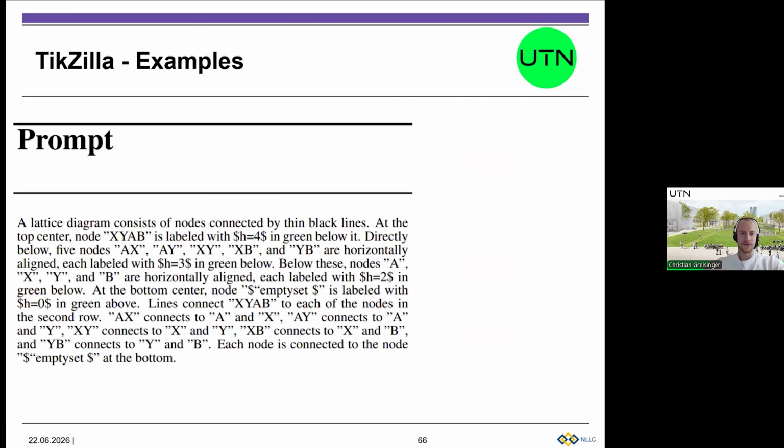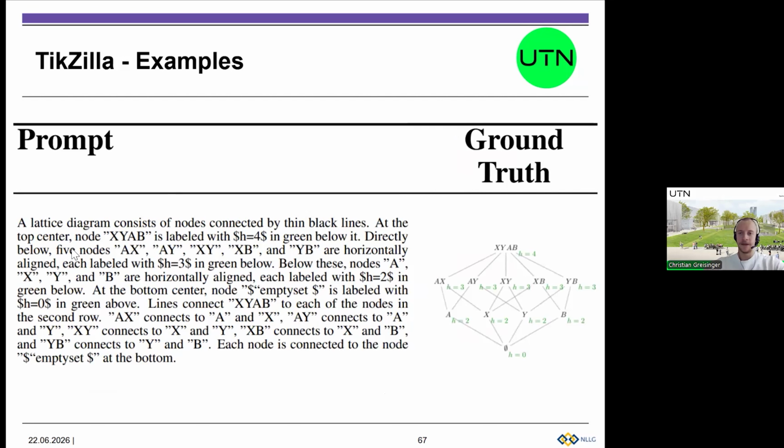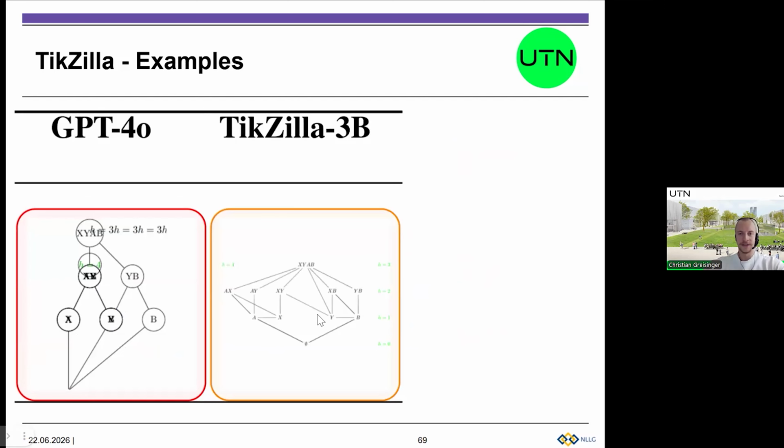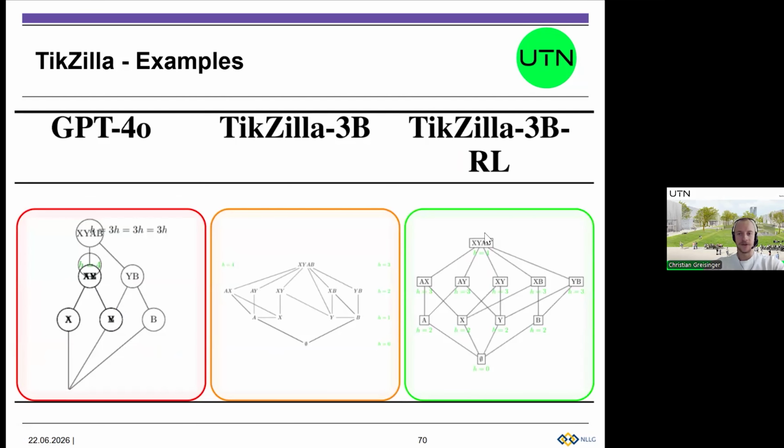For examples, we can see here a description of a lattice diagram. On the right-hand side is the ground truth figure. If we use the description and feed it into GPT-4o, it produces this figure, which doesn't really look good. Our TikZ 3B model looks a little bit better, but still not very good. And our reinforcement learning tuned model actually produces the correct lattice diagram, with the node-edge structure being correct.